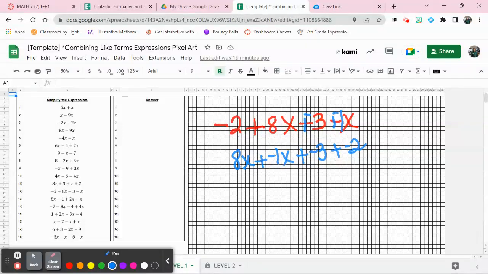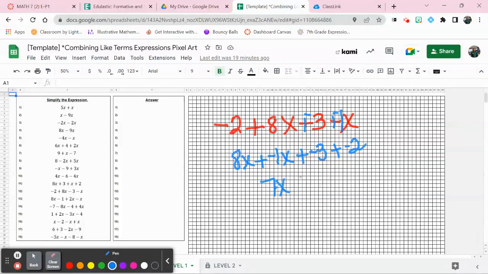Correct? All right, let's do our x's first. 8 plus negative 1. We have different signs. We can't add them. They go different directions on the number line. 8 minus 1 is 7. 7 x's. All right, here comes the tricky one.